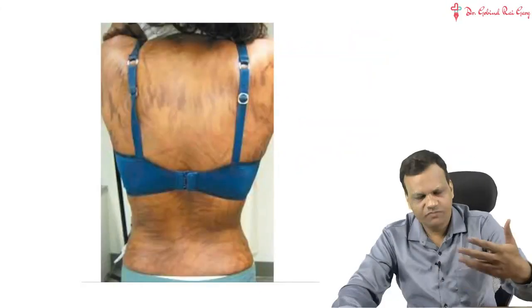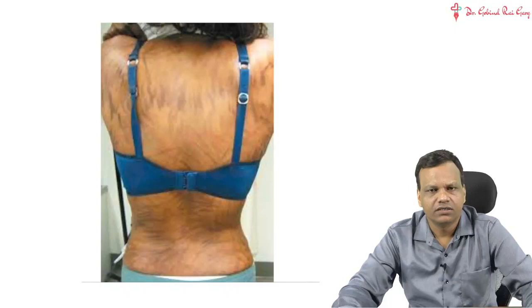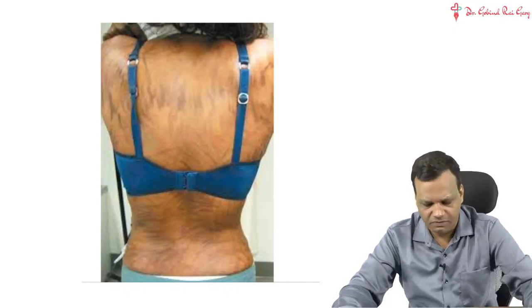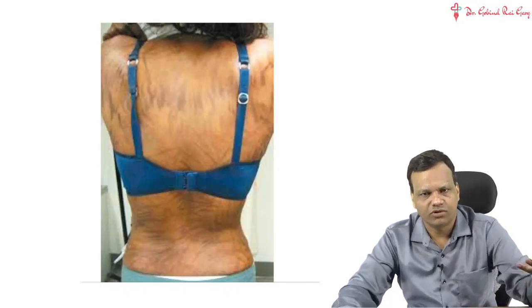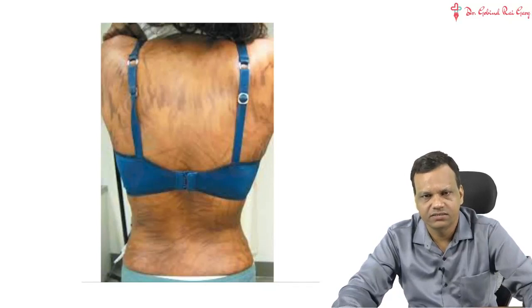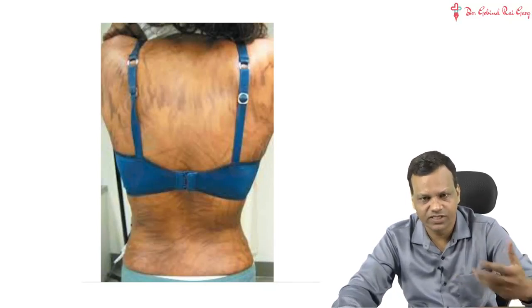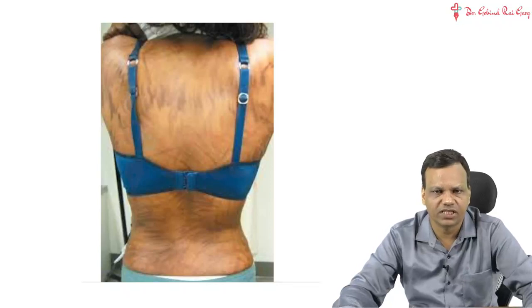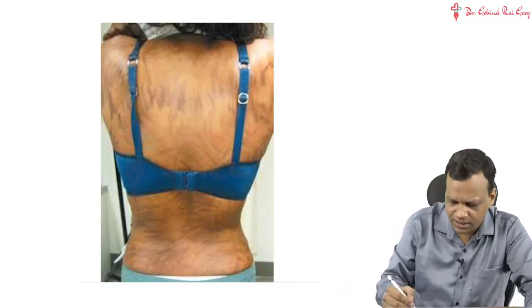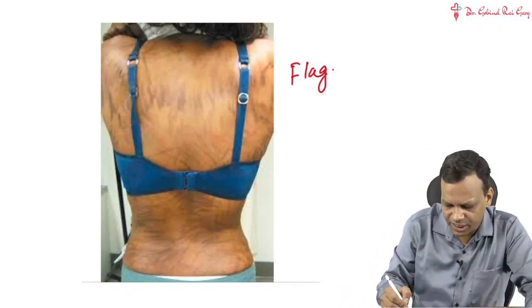Now this is a female who was given an anti-cancer drug, and the female developed this side effect. Can you identify which side effect this is? Yes, it is skin pigmentation. What is the special feature of this pigmentation? What is it known as? Yes, it is called flagellated pigmentation of the skin.